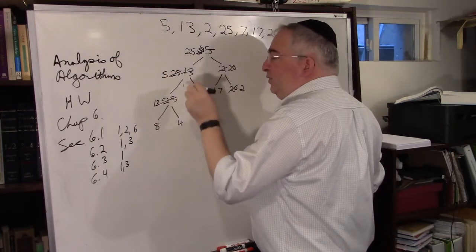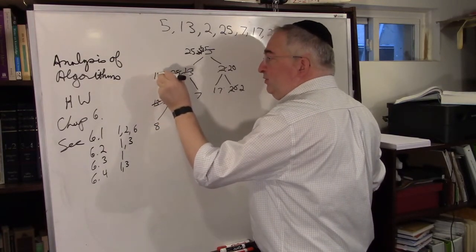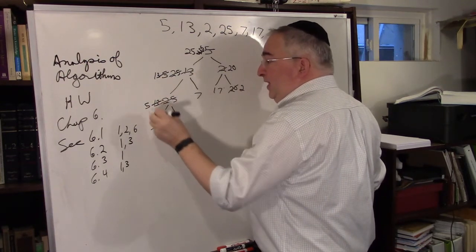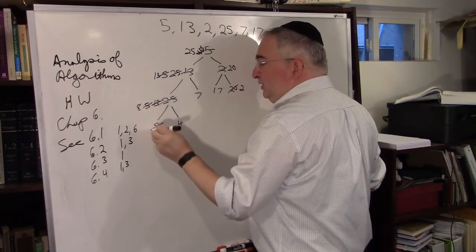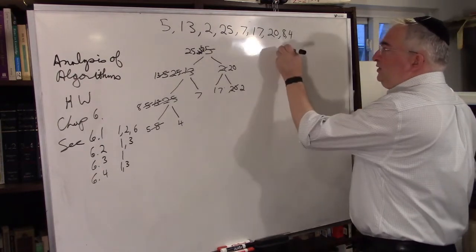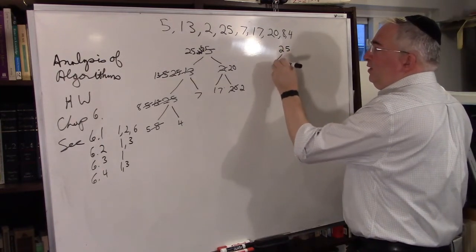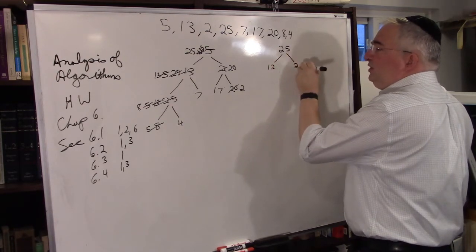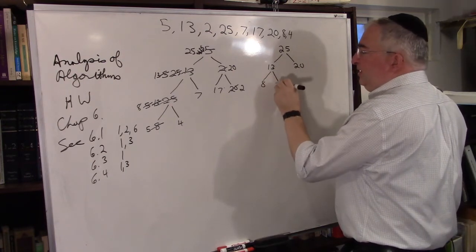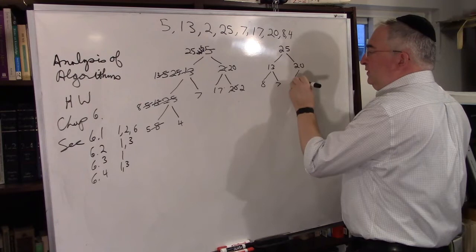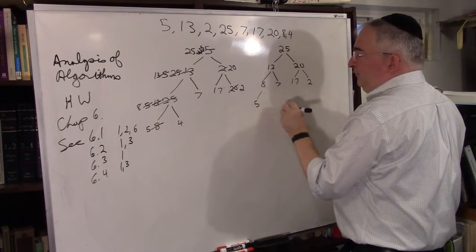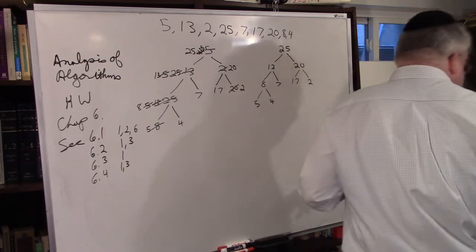5, 13, or 7, what's larger? 13, so 13 goes here, 5 goes here. What's larger? 5, 8, or 4, answer 8, so this becomes 8, and this becomes 5. Okay, good. So now let's just rewrite it. 25, 13, 20, 8, 7, 17, 2, 5, and 4. Let me just check my answer.